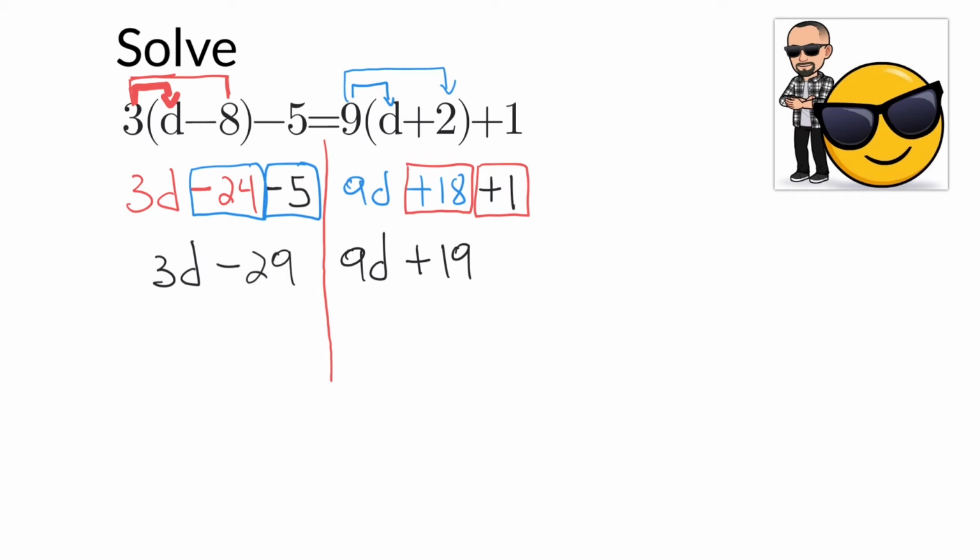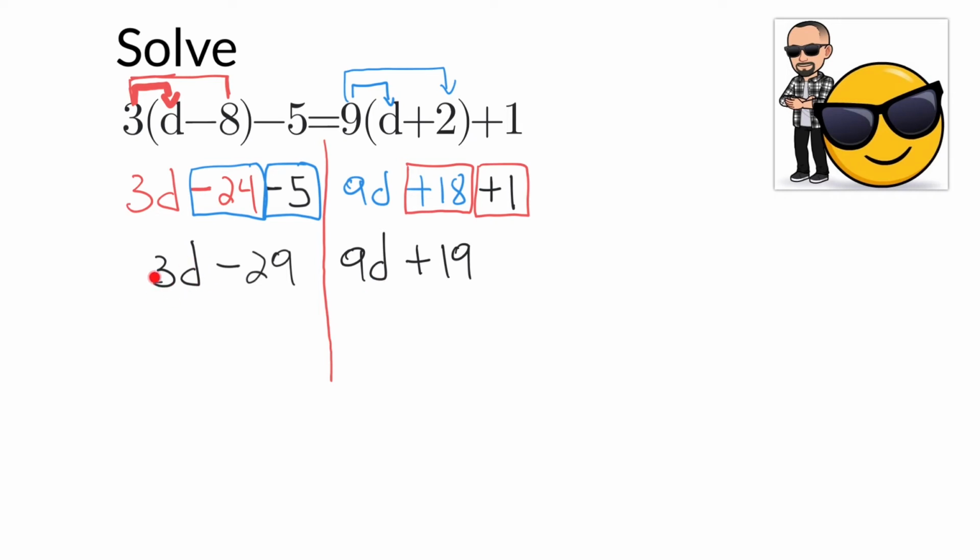The next step, notice we have 3d on the left side and 9d on the right side. So you want to get the variable on the same side. It doesn't matter which variable you move to have the variable on the same side. But what I like to tell my students is you want to do the opposite of the smallest variable, and that's going to help you avoid negative variables. So when you look at the smallest one, 3d is smaller than 9d. 3 is smaller than 9.